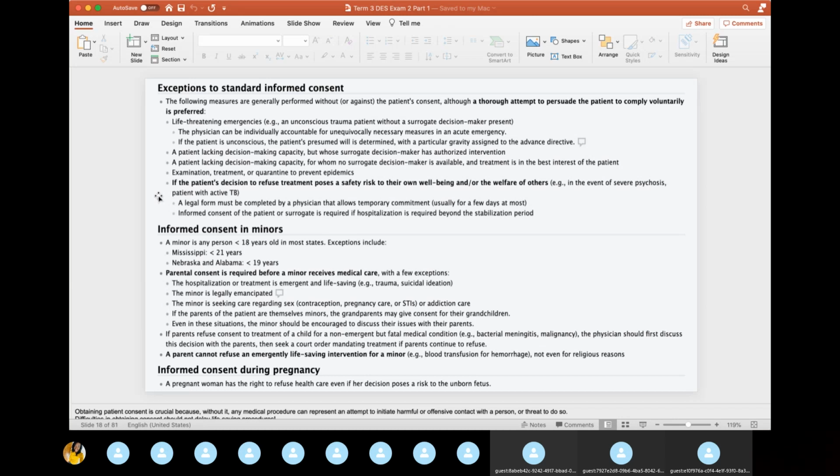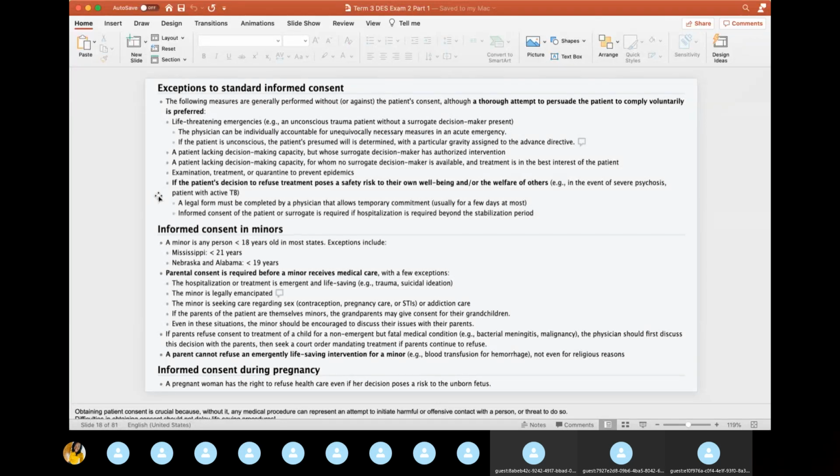Now, next, if the patient's decision to refuse treatment poses a safety risk to their own well-being and/or the welfare of others, this is high yield, you can invalidate the informed consent. For example, in the event of a severe psychosis of a patient, or the patient has active TB, which is reportable to the CDC.